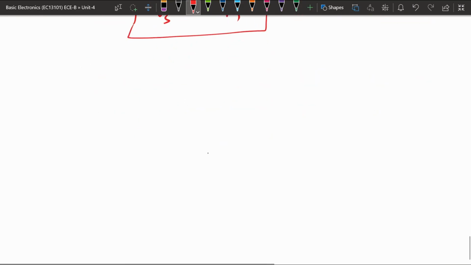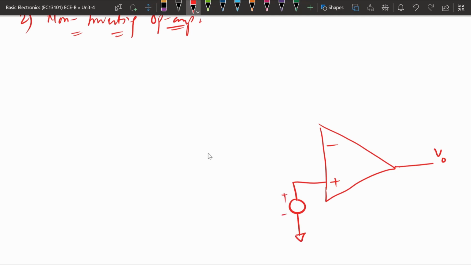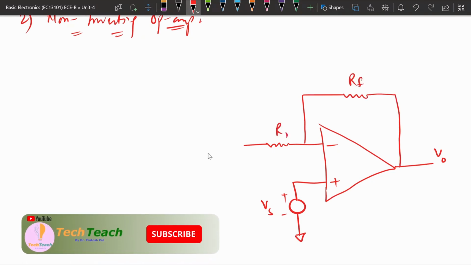So next we will see the non-inverting amplifier. If it is a non-inverting amplifier, the circuit is like this: this will be our output, and instead of connecting at the inverting terminal, the input is connected to the non-inverting terminal. So here the input voltage is connected, and the feedback will always be with the negative terminal, or inverting terminal. So feedback will be here.